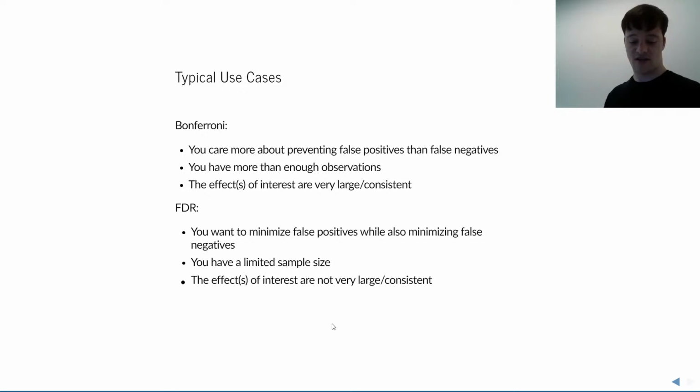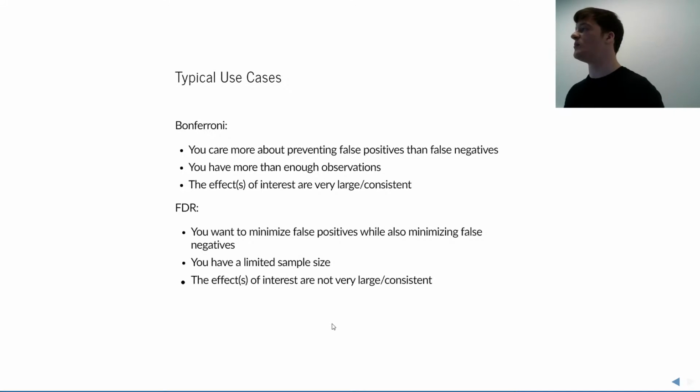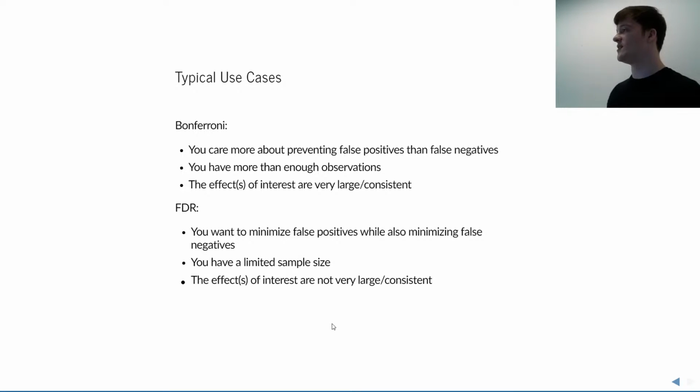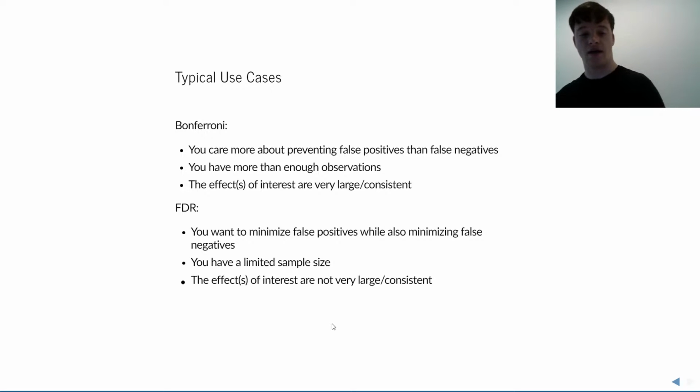Bonferroni is the more strict one of the two. So if a false negative is not that big a problem to you, let's say you have a very large sample size, or the effects you're interested in are very large and very consistent, then just use Bonferroni. You're on the safe side of being wrong.